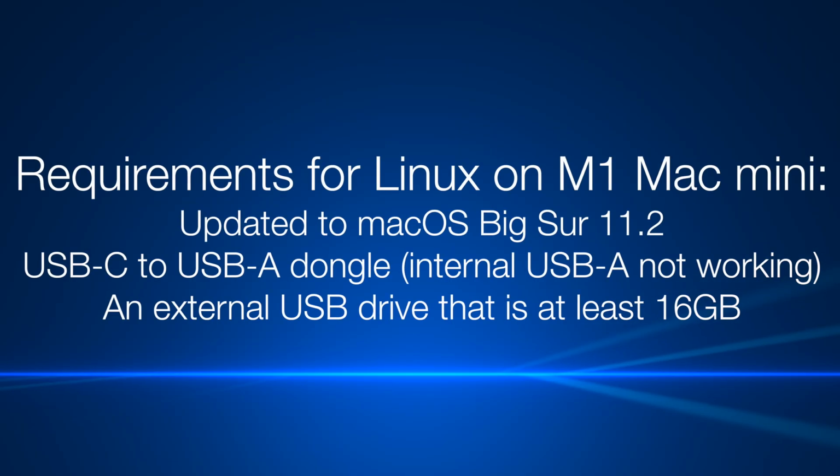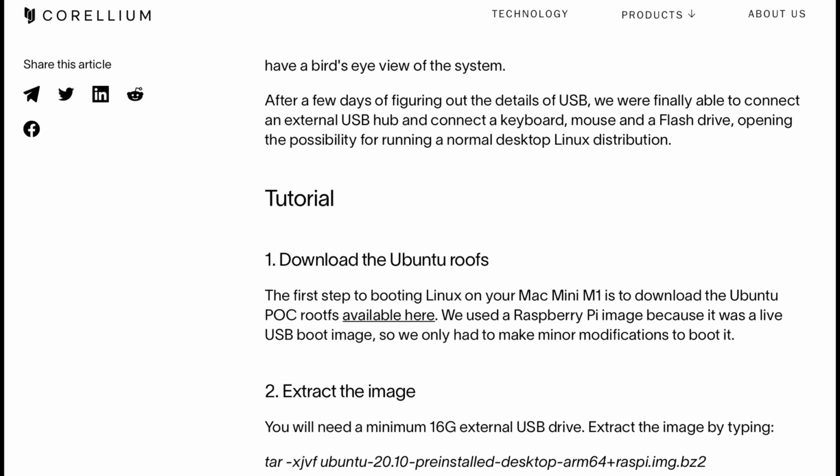What you'll need for this Linux port is an M1 Mac Mini updated to macOS Big Sur 11.2, a USB-C to USB-A dongle which is required to boot the external root file system, and an external USB drive that is at least 16GB in size. Download the Ubuntu root file system image from the Corellium website.